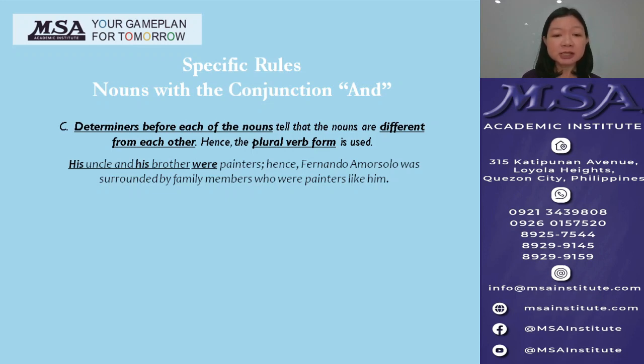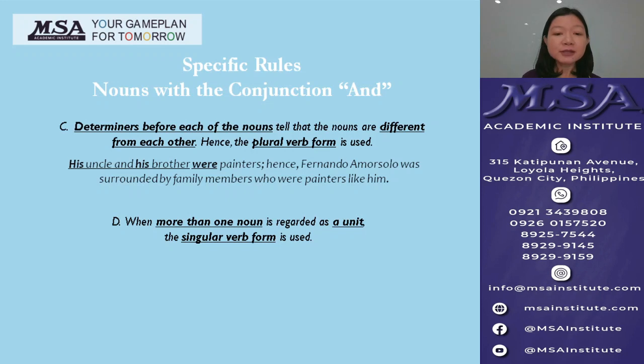In this sentence, there are two determiners. The determiners his and his mean that the uncle and the brother are two different persons. Hence, the plural verb form were is used. It is also possible that more than one noun is regarded as a single unit. In this case, the singular verb form is used.